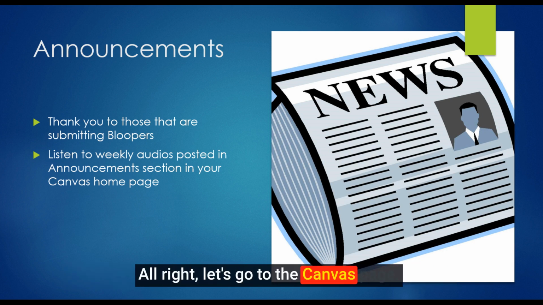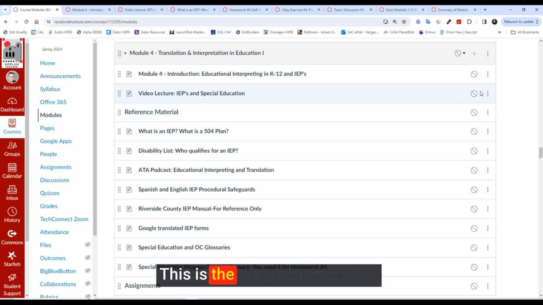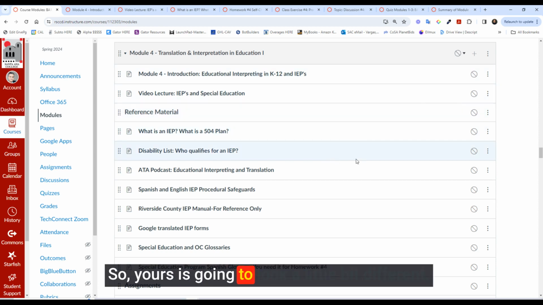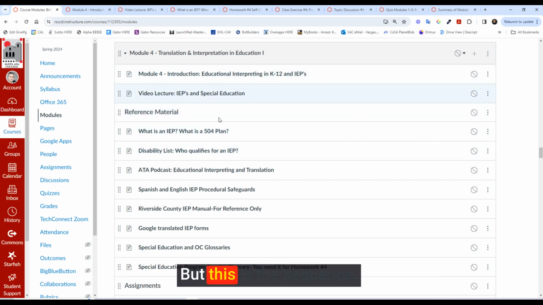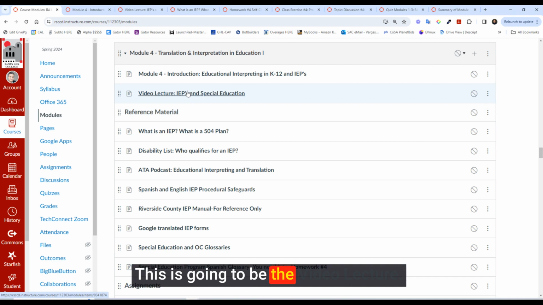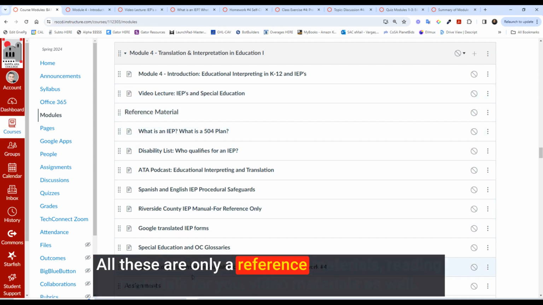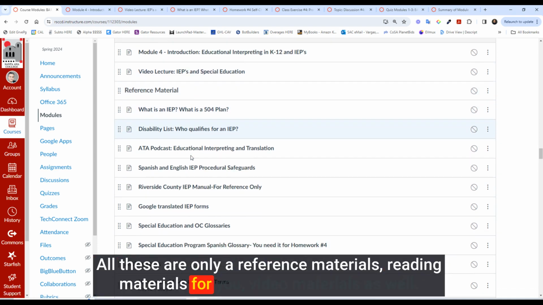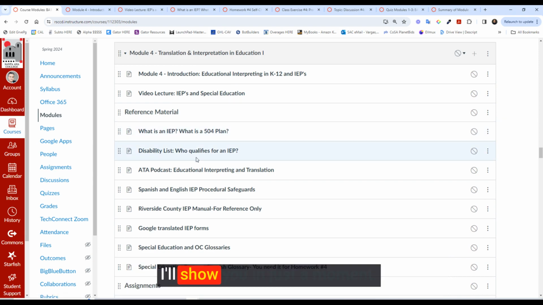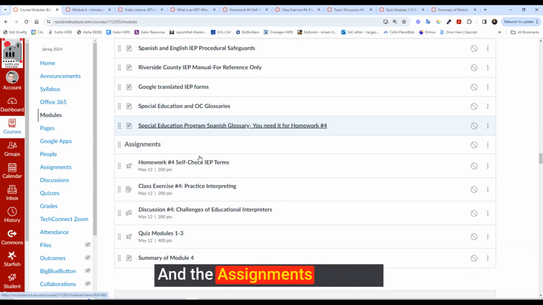All right, let's go to the Canvas page. This is the pre-published view, so yours is going to look a little bit different, but this is the sequence. The assignments are at the bottom, so you have the introduction. This is going to be the video lecture. All these are only reference materials, reading materials for you, video materials as well. I'll show you in just a moment. And the assignments are here.